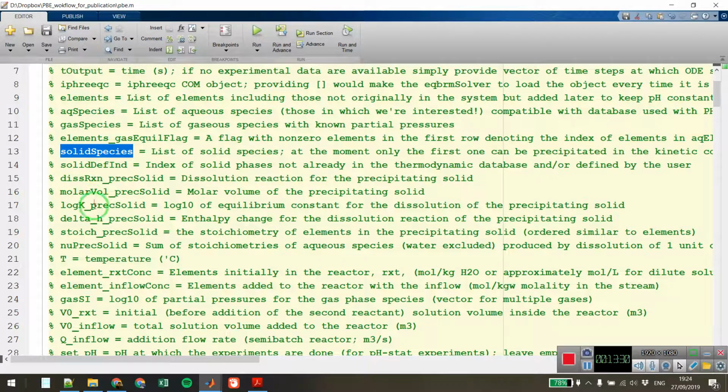Then we have the stoichiometry of the solid that is precipitating, ordered similar to elements, and we have this new precipitating solid, which is basically the sum of stoichiometries of different aqueous species except for water, when we have the dissolution of the solid.